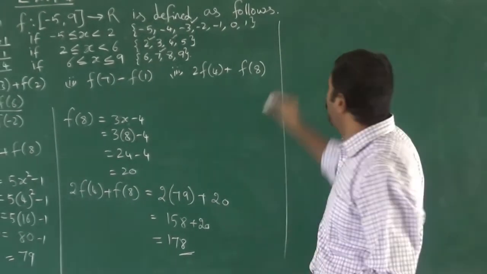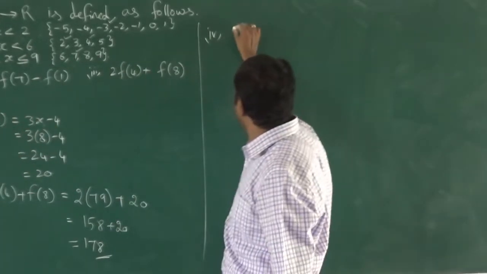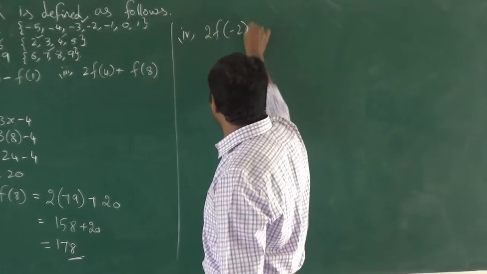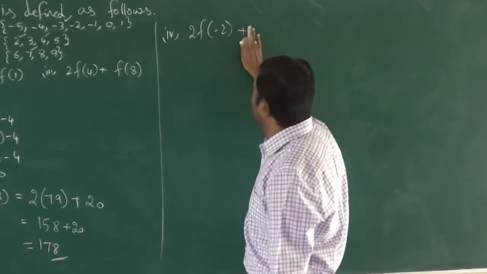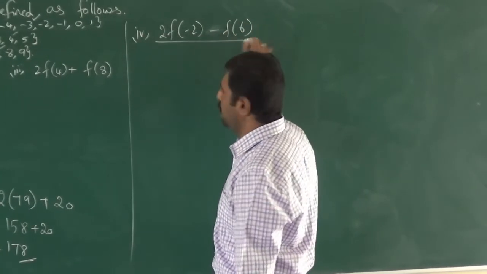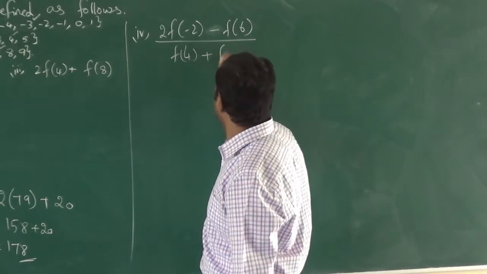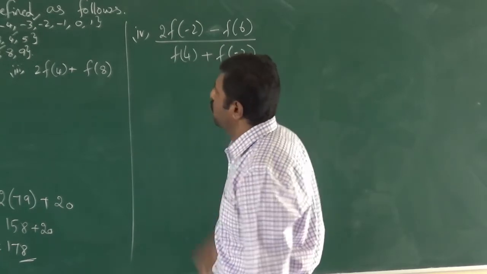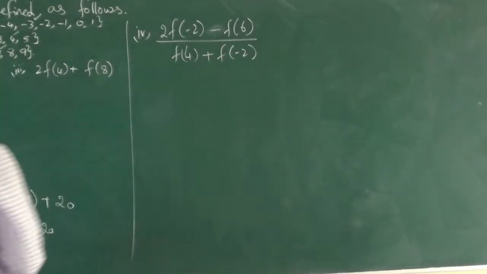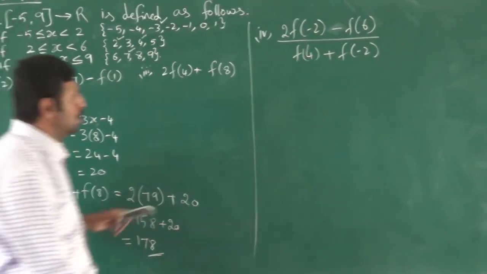The Roman number 4 is given. We want to find 2 times f of minus 2, minus f of 6, divided by f of 4 plus f of minus 2. First we find each value one by one, and then we find the total.